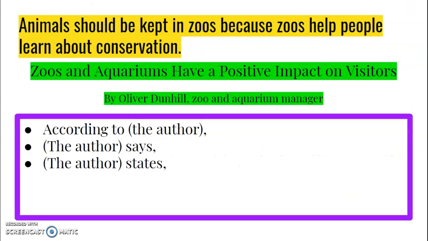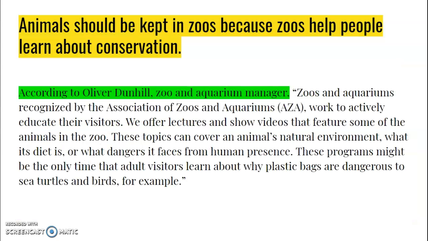So I need to use something like according to the author, and in this case I would say according to Oliver Dunhill, or the author says, or the author states. There's a whole bunch of different ways you can introduce a quote, and we'll talk more about that as we go on. But these are just some basic ones that you can include in your writing to introduce your piece of evidence. So here's mine. I said according to Oliver Dunhill, zoo and aquarium manager, and then I go on to include my piece of evidence in my article, or in my essay.